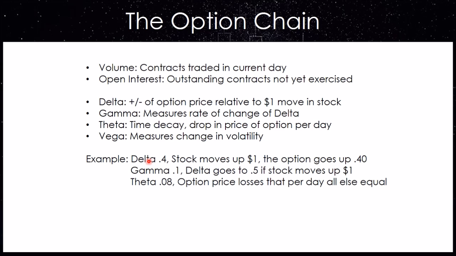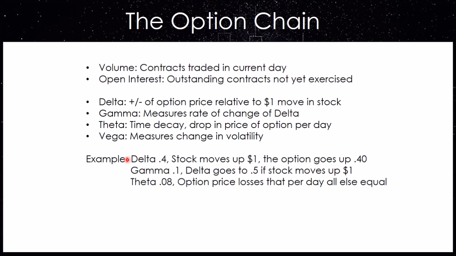And again, the delta tells you how much you can expect the option to go up or down based on the movement of the underlying stock. And last we have theta, that time decay. Let's say it's 0.08. That means the option price is going to lose 8 cents per day. And that means if all else were equal, let's say the stock price stayed the exact same all day. Obviously, that's not going to happen. But the option value would drop by 8 cents just due to that time decay alone.